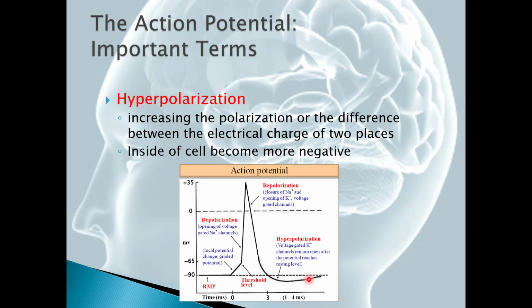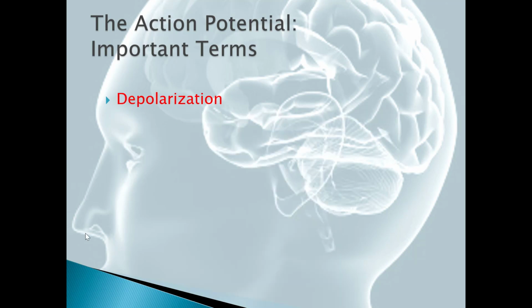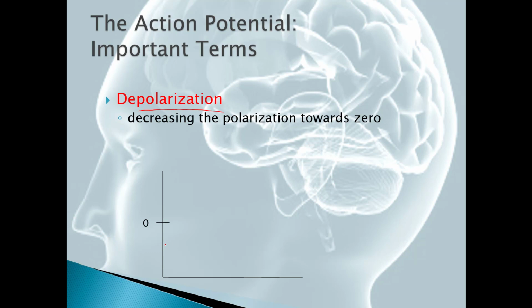That's hyperpolarization. Depolarization, on the other hand, if we think about what this term polarization means, is going farther away from 0 in a negative manner. Depolarizing is going to be taking away that charge difference. So decreasing the polarization towards 0. So again here, if we're down at resting membrane potential, whatever that may be, and we go up closer to 0, that is depolarizing. Here we're repolarizing. And again, anytime we go up towards 0, that's depolarization.